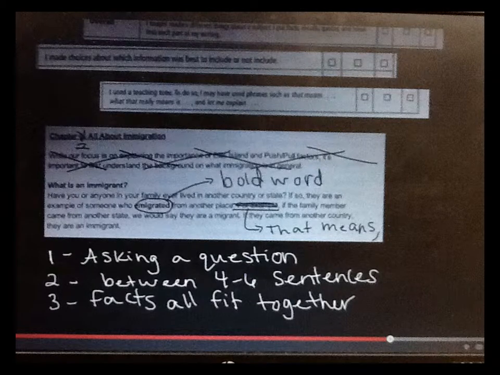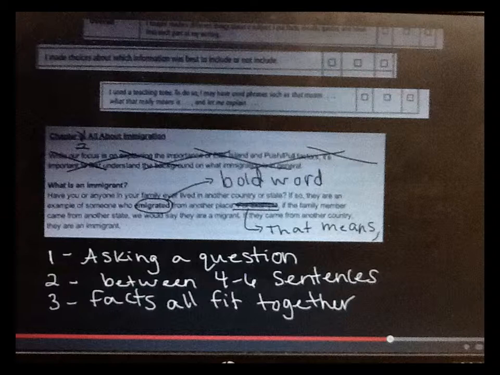Yesterday we went over everything that should be included in an all about. We know that we need to focus on what it looks like overall. We need to focus on making choices about what information to include or not to include. We need to make sure we use a teaching tone.